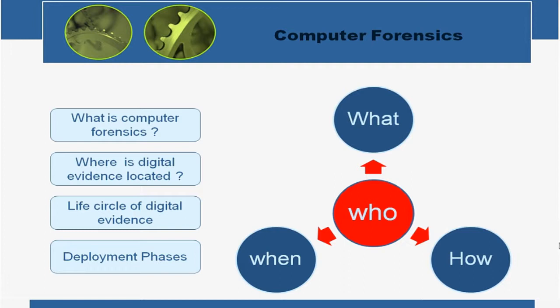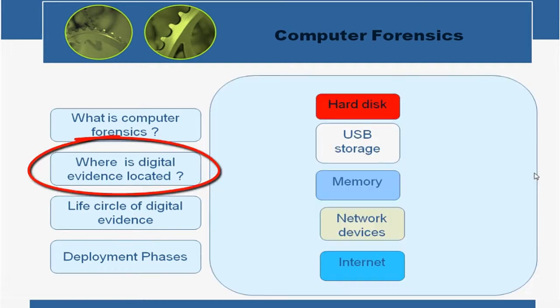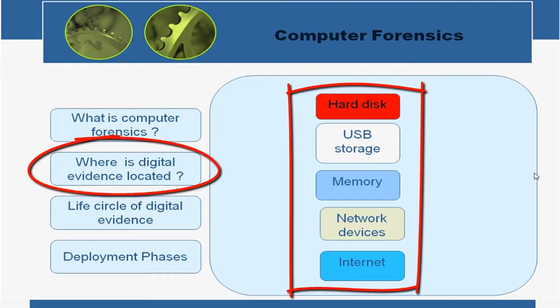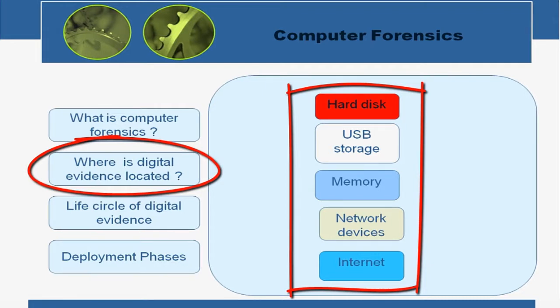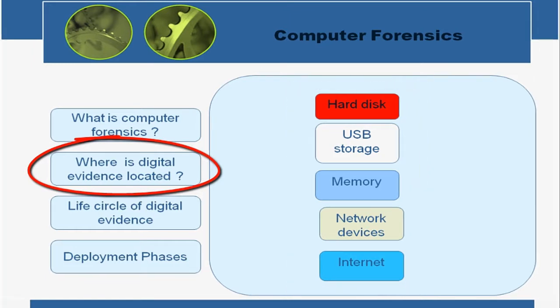Now, let us look at where digital devices may be located. First is the hard disk, then of course the USB storage, memory, network devices, and the internet. It is important to identify the sources of digital evidence, because the identification of the source of the evidence affects the analysis of whether or not there was procedural compliance during the identification of the evidence, the extraction of the evidence, and the analysis of the evidence.